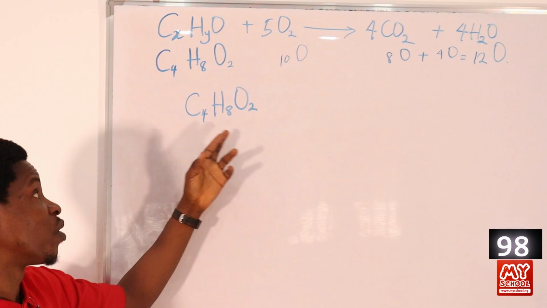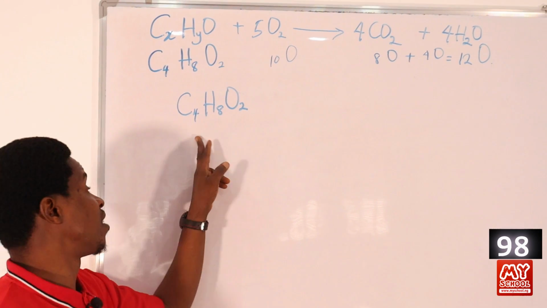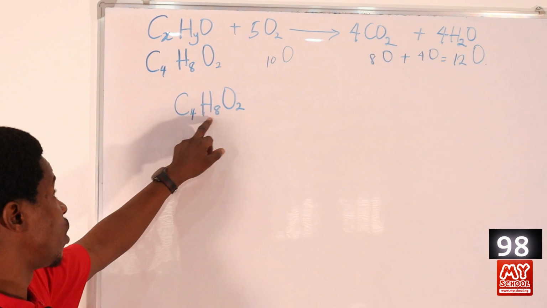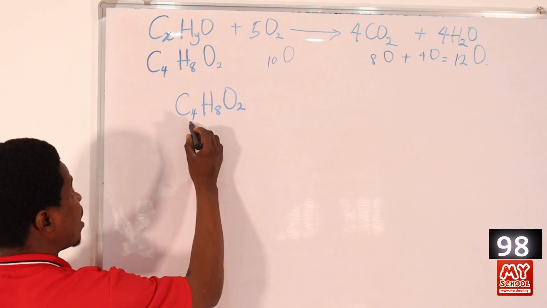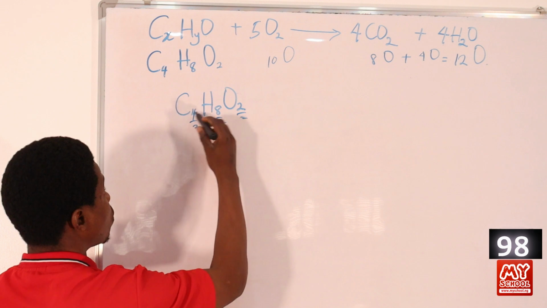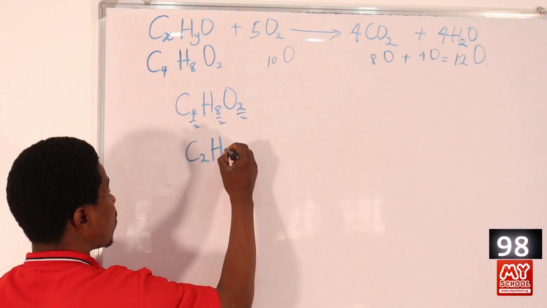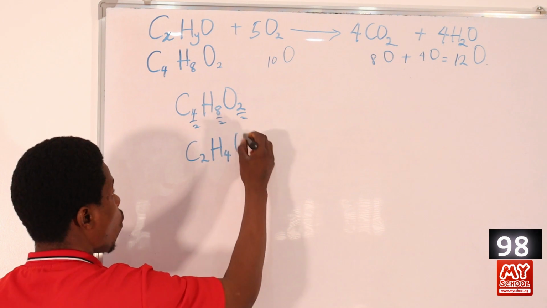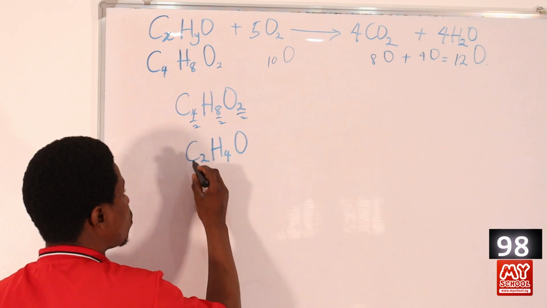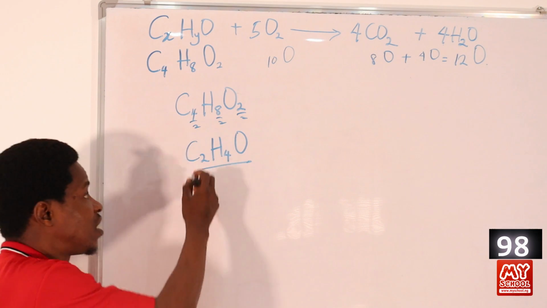So the next thing you need to do is what? Do we have any common factor that can go in here? Yes, 2 is a multiple of each. So if we divide by 2, divide by 2, divide by 2, we are going to have C2, H4, and then O1. That is O. So C2H4O. So this is the compound that we have.